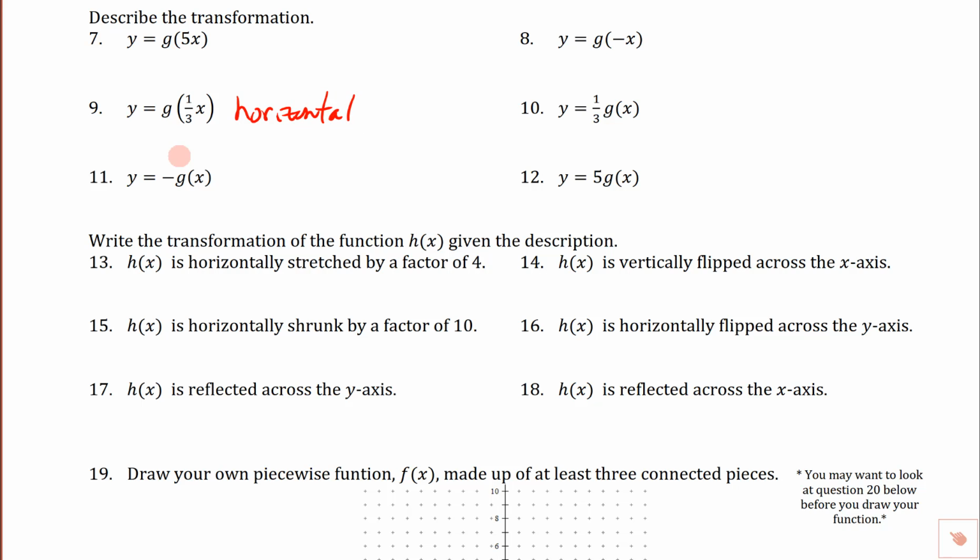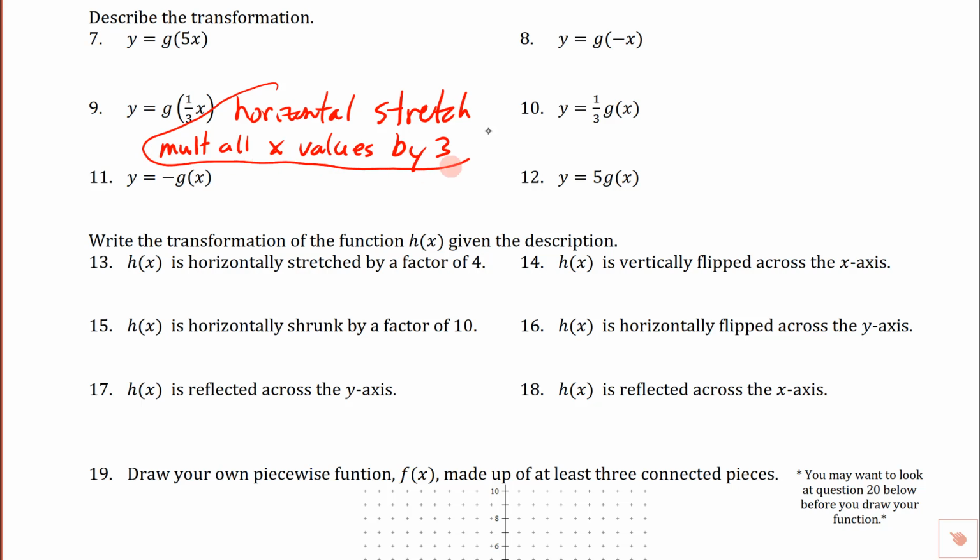And then we've got to figure out what's going on here. Remember, if you multiply by a number, that's going to be either a stretch or shrink. And you would think that multiplying by a third is going to make it smaller. It doesn't make it smaller. What happens is it slows it down, so it takes the reciprocal of that, 3 times as long. So this is a horizontal stretch. What that means is it's going to change all of the x values. So I'm just going to write down it's going to multiply all x values by 3. That's because it slowed it down, so it takes 3 times as long to make that same shape. All right, so we've got our answer right there.